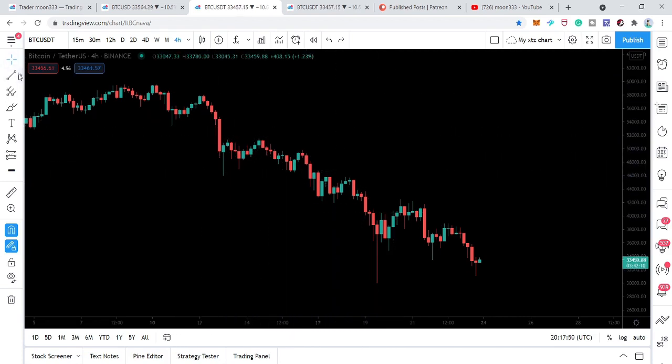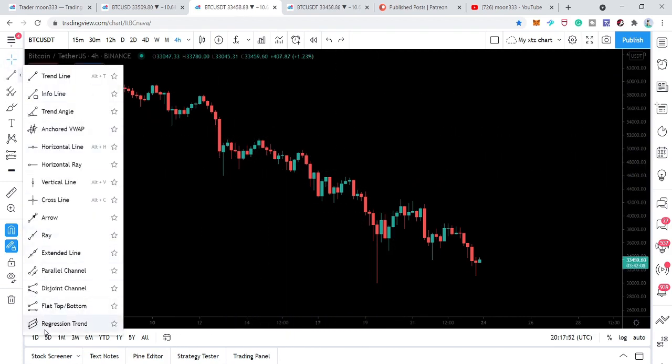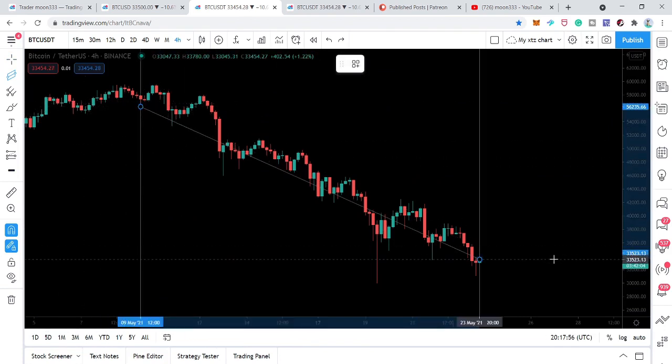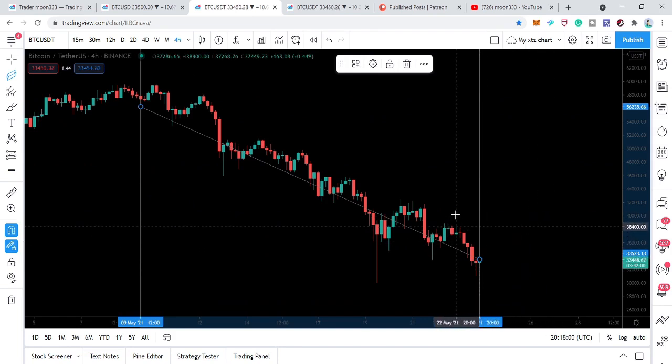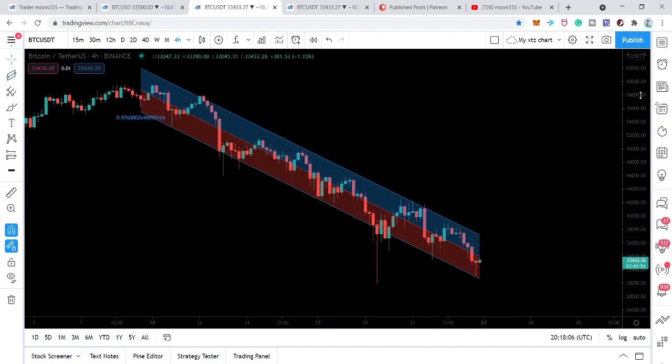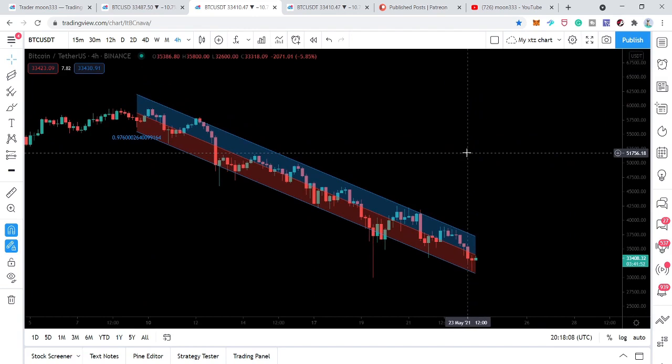And here, if I place this regression tool, it will help us to draw a channel. You can see after placing this regression tool, it has automatically formed a channel for us. It will take some time and it will show us the channel. Now you can see that this is the down channel on the 4-hour chart.